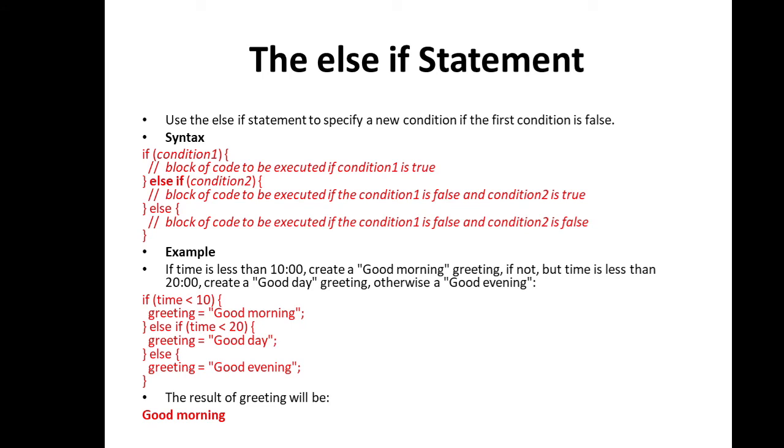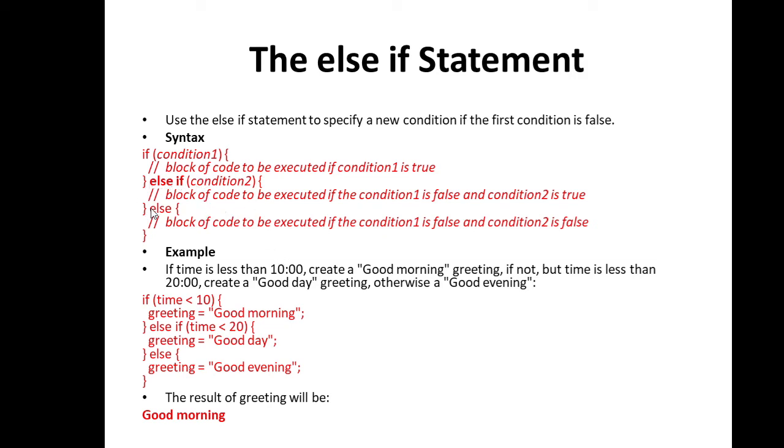The else if statement. We use the else if statement to specify a new condition if the first condition is false. So in the syntax, if condition, that's the first condition. Then we have the block, the block of code to be executed if the condition is true. So we place the block of code here if the first condition is true. If not, then we can have another condition. If we have another condition, we use else if and then the next condition. So the block of code to be executed if condition 1 is false and condition 2 is true. So it will only go to this block if the first condition is false.